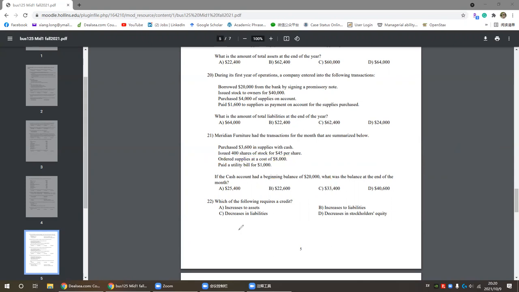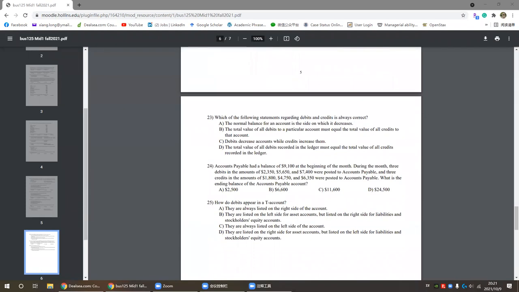Okay, and question 22, it asks you which of the following requires a credit. Whenever assets increase, we debit these things, not credit, so A is wrong. Whenever our liability increases, we need to credit these things. Okay, that's correct. Whenever our liability decreases, we debit, so C is wrong. Whenever our shareholder equity increases, we need to credit. Whenever it decreases, we need to debit. So this is also a debit. So the only choice that requires a credit is B. So the answer will be B.